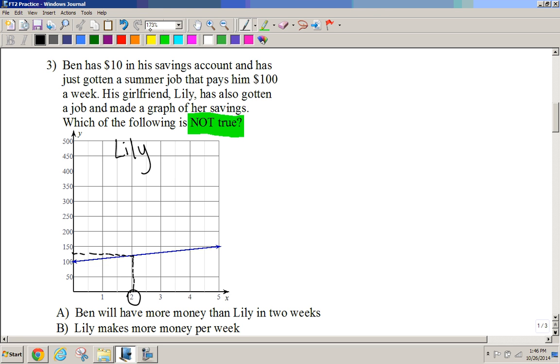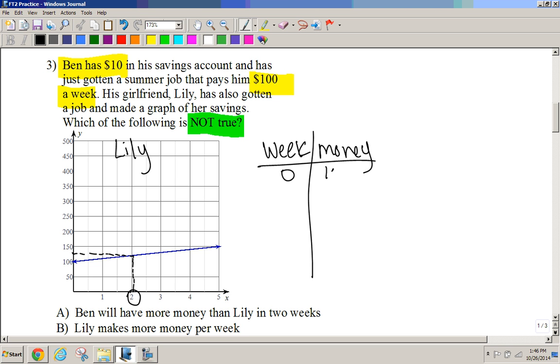Let's see how much Ben will have. If he has 10 and his job pays him 100 a week, well, let's see. Let's just make a table for this, for how much money he's going to have. At week 0, that's when he starts. He has $10. After the first week, he has the $10 that he already had, plus $100 a week, so that's $110. So let's see, we want 2 weeks. So 2 weeks, he's already had 110. He's going to earn 100 more. That's going to give him 210.